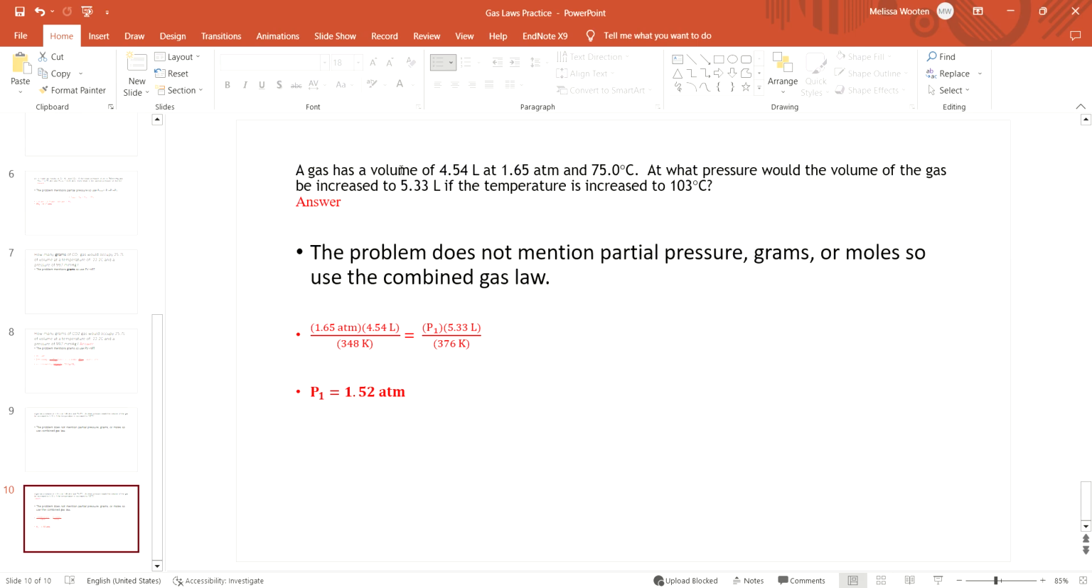So here you have your Kelvin at the bottom where you've converted by adding 273, and then you're going to be solving for that pressure right here. Okay, so you should come out with 1.52 ATM.